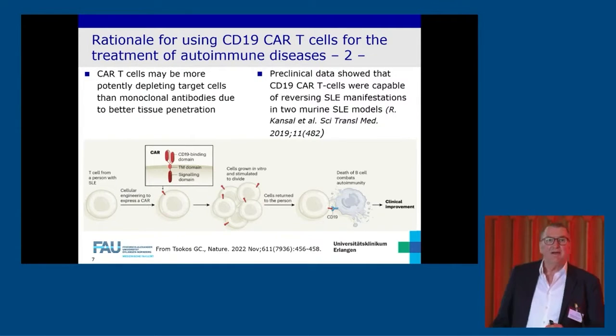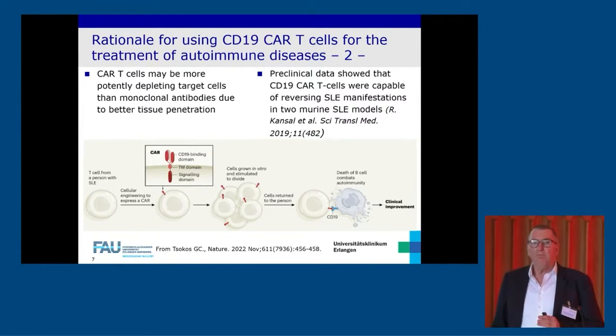So we hypothesized that CAR T cells may be more potently depleting target cells than monoclonal antibodies due to a better tissue penetration. Our hypothesis is based on preclinical data showing that CD19 CAR T cells were capable of reversing SLE manifestations in 2 mouse models. One of these mouse models will be presented later by Dr. Radic, so I will not go into detail on the preclinical data.